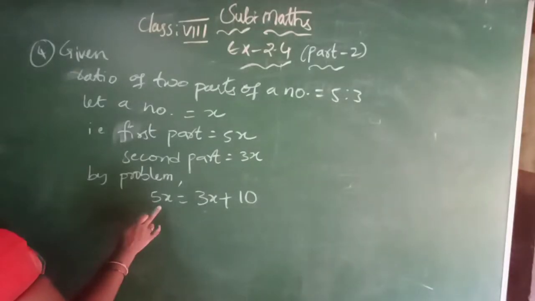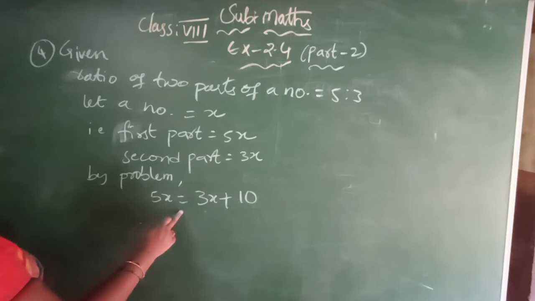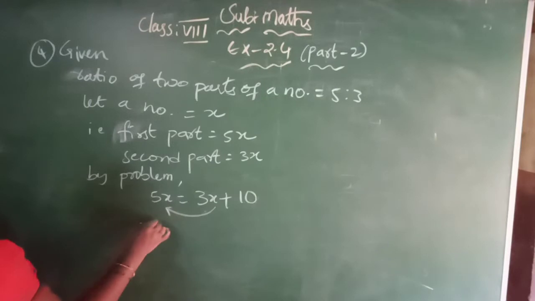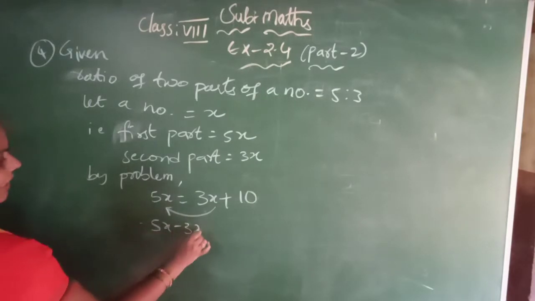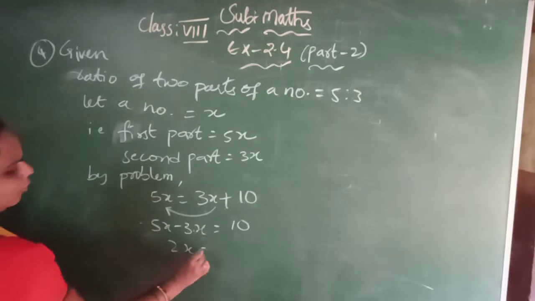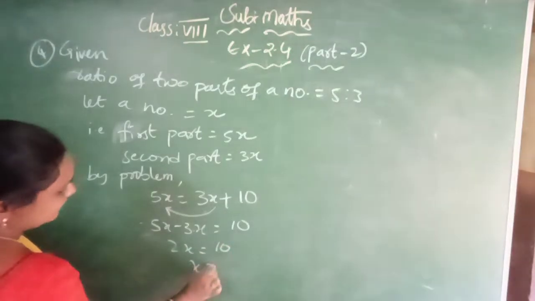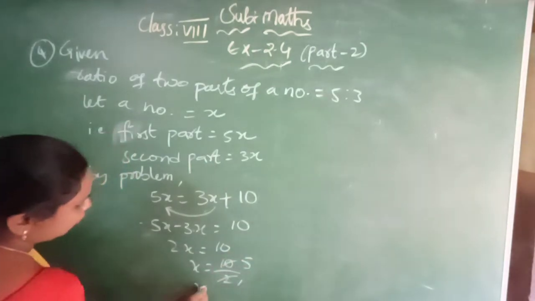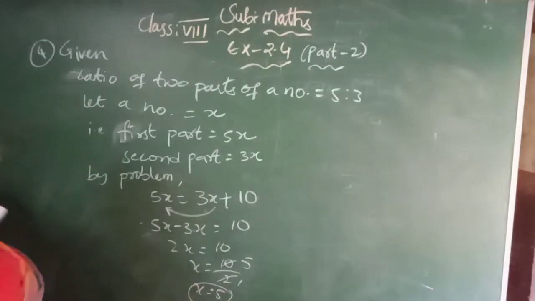Now see here, what is the condition we got? 5x is equal to 3x plus 10. So I am taking 3x to the other side. So 5x minus 3x is equal to 10. 5x minus 3x is 2x, which is equal to 10. x is equal to 10 by 2. Two fives are ten. Therefore, what is the value of x here?